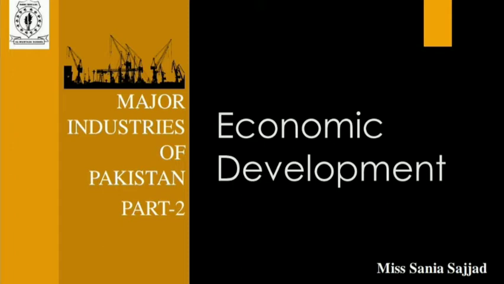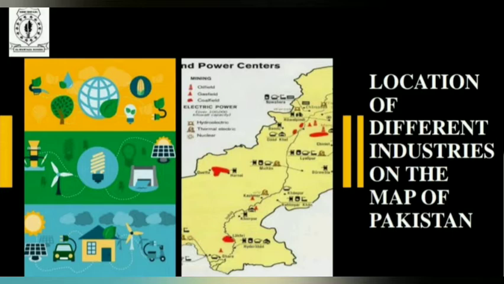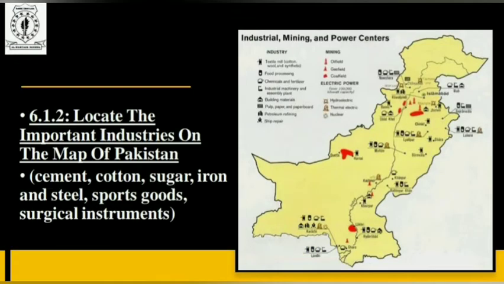Now, as you can see in another slide, we will study the location of different industries on the map of Pakistan. But don't forget, keep in mind that we are not going to study each and every industry. We are only going to cover those industries listed below in your SLOs, because these industries are included in the AKUEB syllabus. You have to leave the rest and only focus on cement, cotton, sugar, iron and steel, sports goods, and surgical instruments. These play a very prominent role, and there are multiple choice questions on them which have already been included in your past papers.